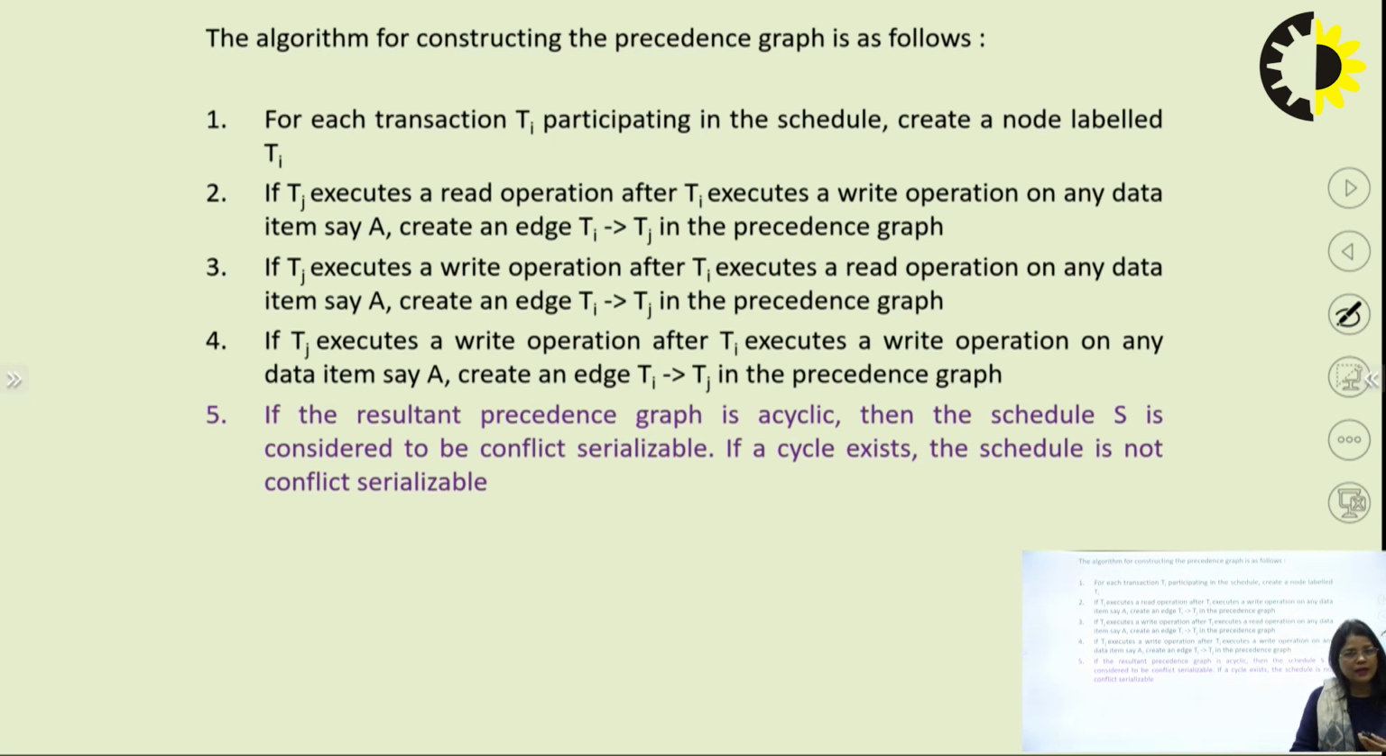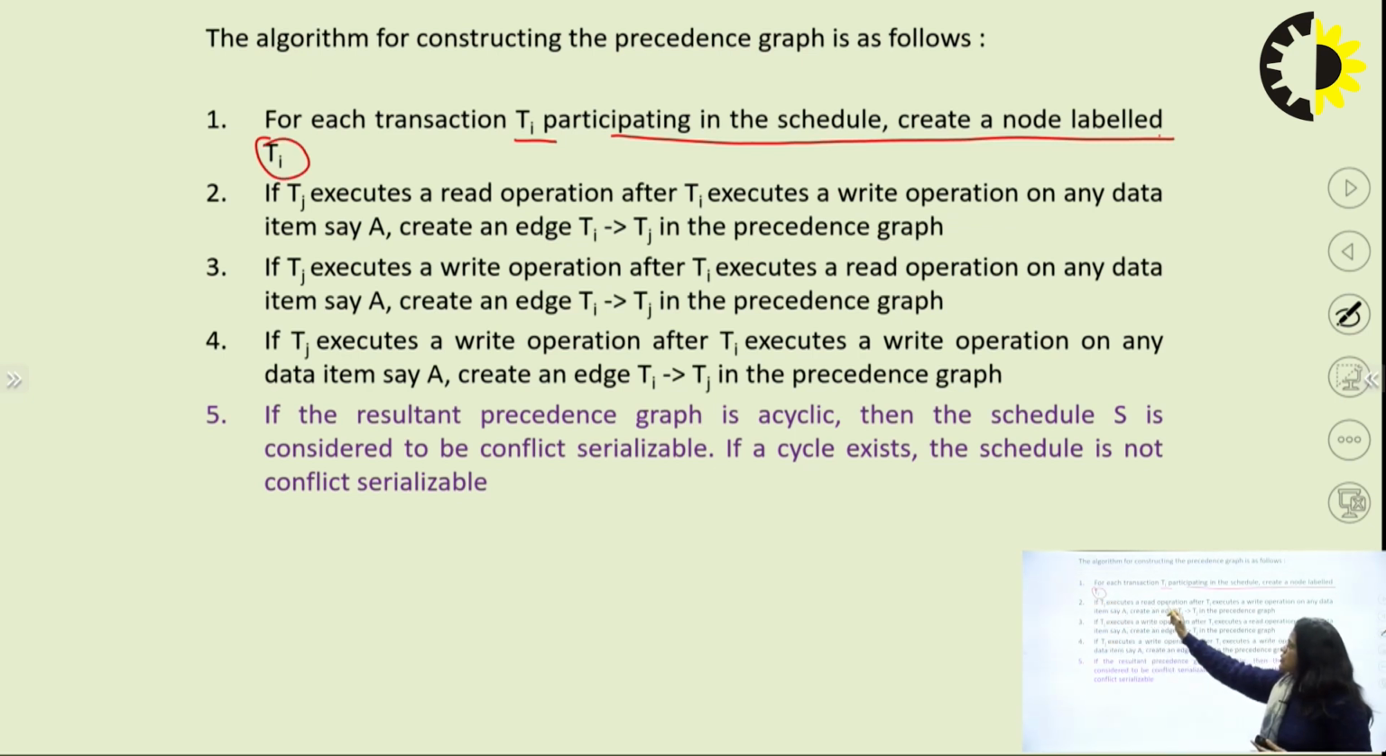We have understood how many edges will be there, how many nodes will be there, and when we will create an edge. Now the set of steps to create the precedence graph. For each transaction Ti participating in the schedule, we will create a node labeled Ti. If Tj executes the read operation after Ti executes the write operation on any data item, let's say A, we will create the edge Ti to Tj in the precedence graph, because it is a conflicting operation and we will create an edge for each and every conflicting operation in the precedence graph, right?